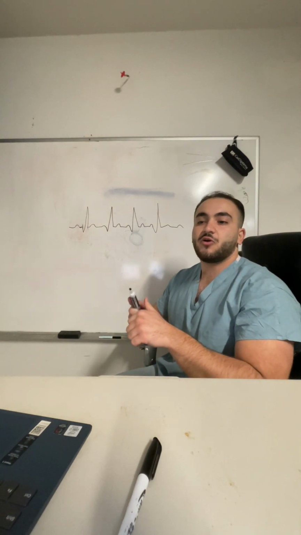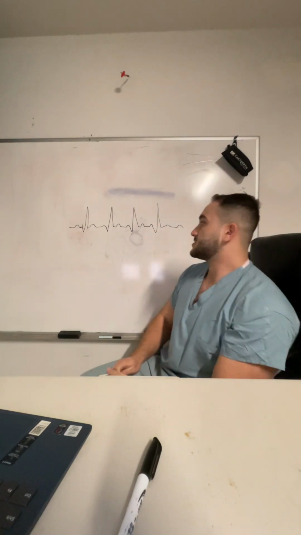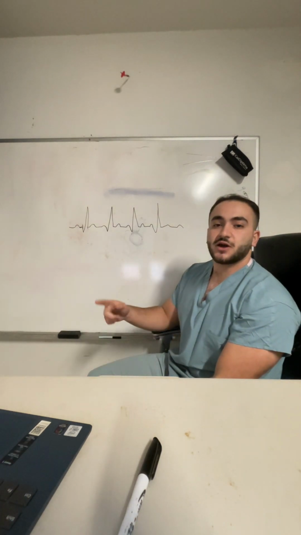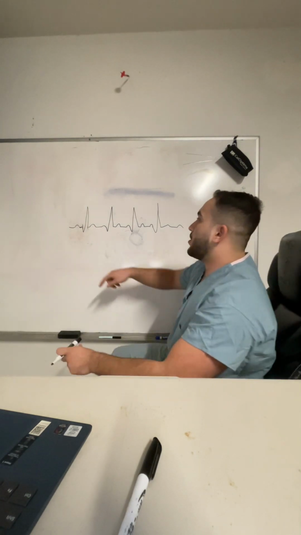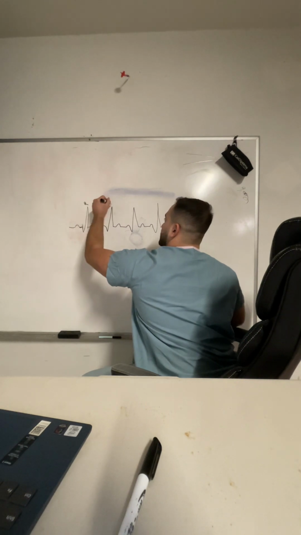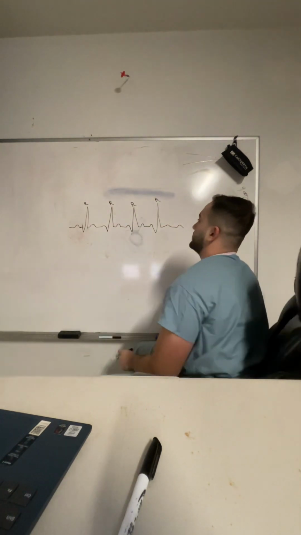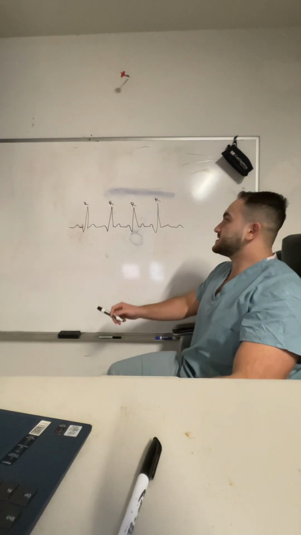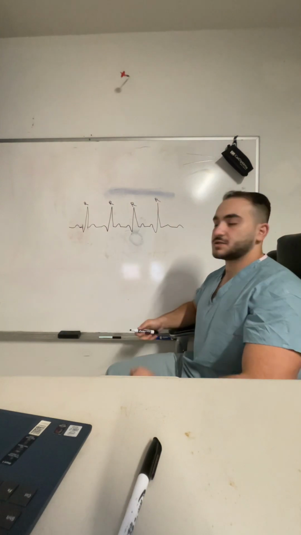Our first question, our first criteria, is how many QRS complexes were in that 6 seconds. So this is counting R's. Think of it like counting reps in the gym. Remember, our R's are our peaks. This is an R, this is an R, this is an R, and this is an R. So how many R's did we get in 6 seconds? 1, 2, 3, 4. We have 4 R's.